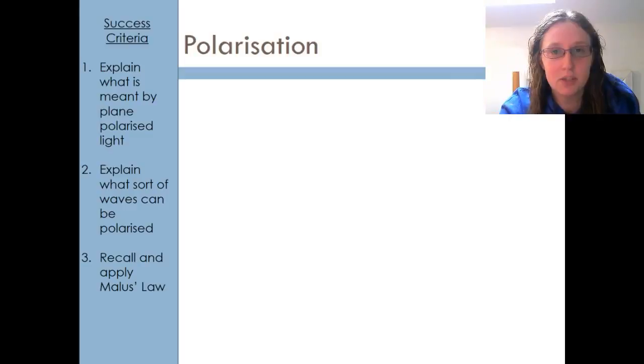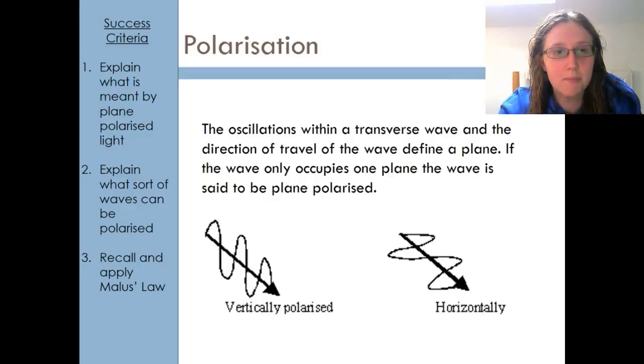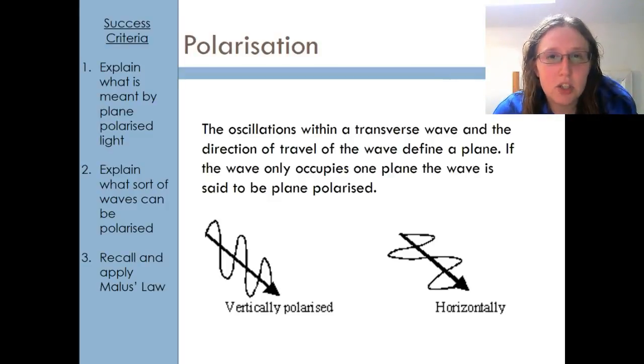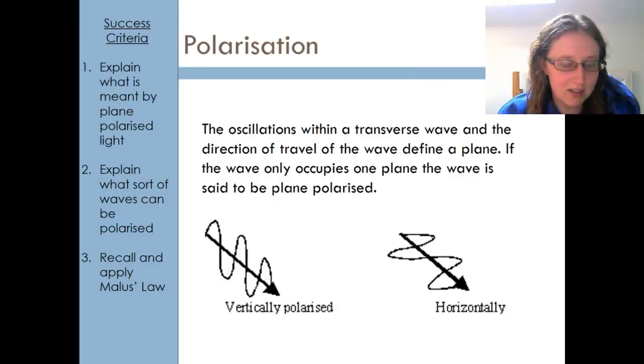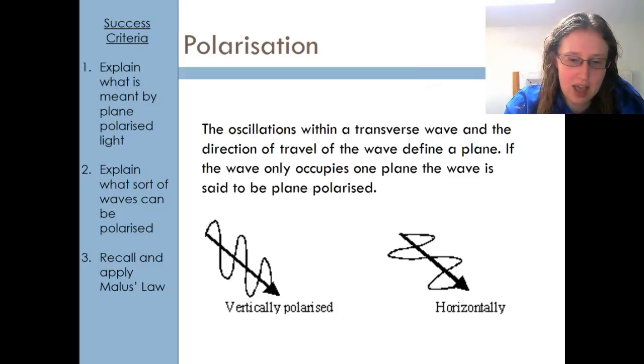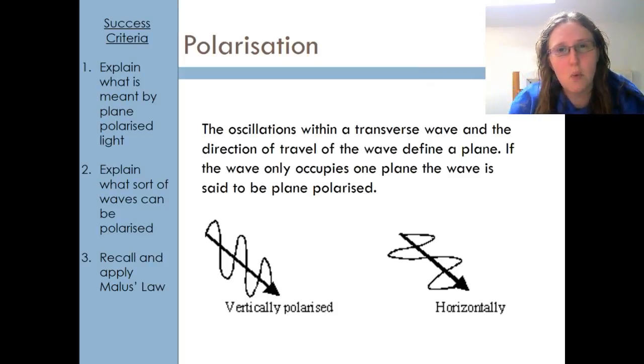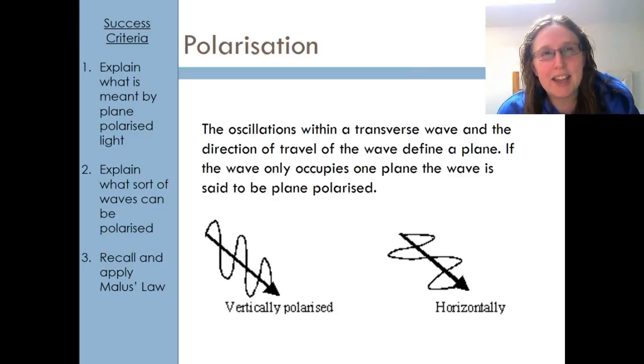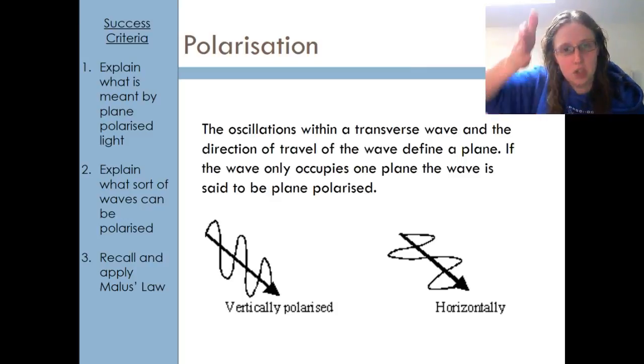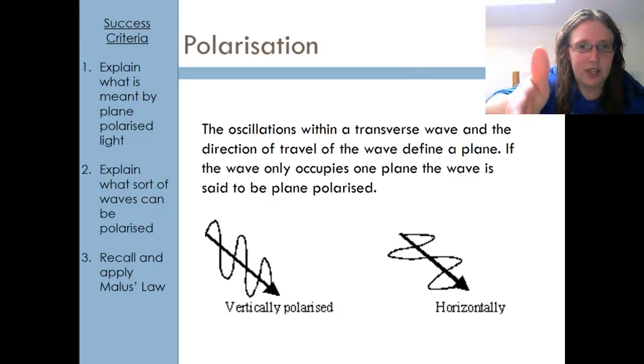applies to transverse waves. So, polarization, this is where the oscillations within a transverse wave and the direction of travel of the wave define a plane. So basically, if the wave only occupies one plane, then we can say it's plane polarized. So kind of think, when we say the direction of travel and the oscillations, what I want to think about is like a sheet of paper.